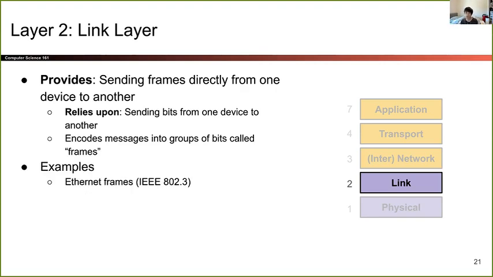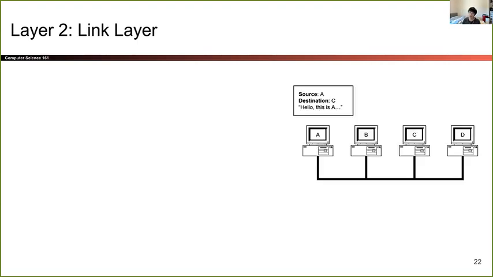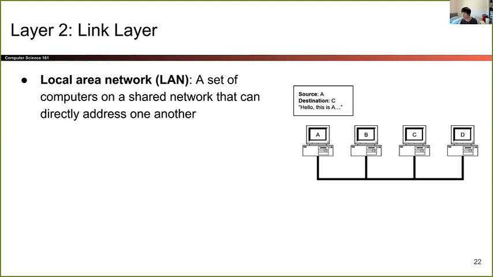The main protocol here is generally the Ethernet protocol, which is also IEEE 802.1. And the idea is that it looks something like this. We have a construct known as a local area network, or LAN, and these computers can all directly address one another. So this computer A could talk to B, or C, or D, and it needs some way of sending bits. B knows, oh, this message is not for me, so I'm going to ignore it, or, oh, this message is for me, so I'm going to capture this message, read it, and pass it to the layer above.